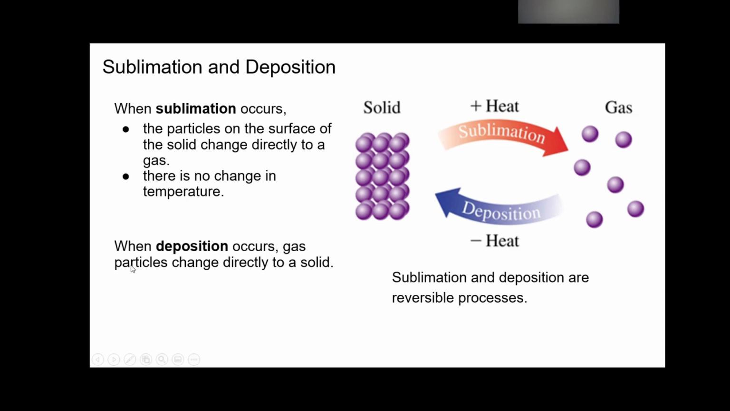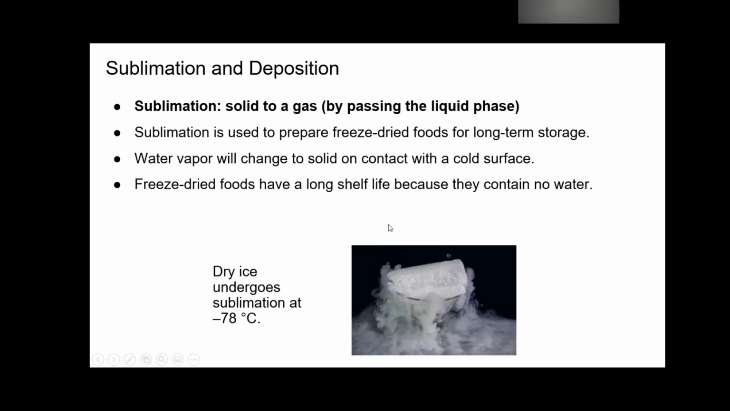When deposition occurs, gas particles change directly to a solid. And like the other one, this one is also reversible. So sublimation is a solid to a gas. Dry ice is a perfect example that it undergoes sublimation. It's a solid below negative 78 degrees Celsius. But once it hits negative 78 degrees Celsius, it will go into a gas.